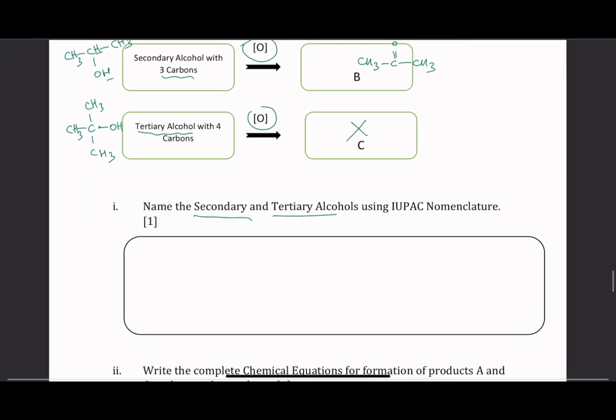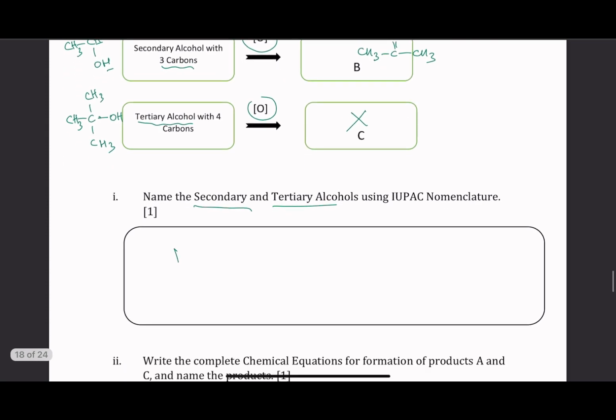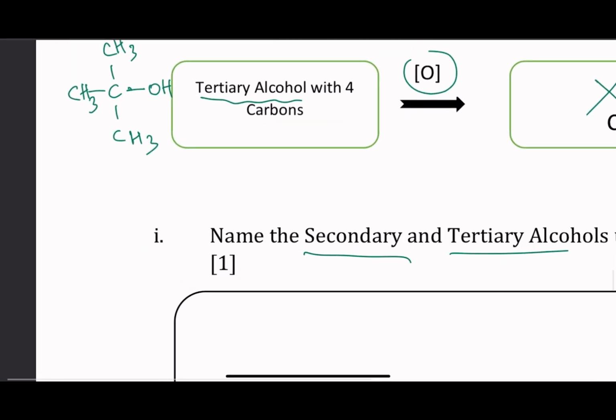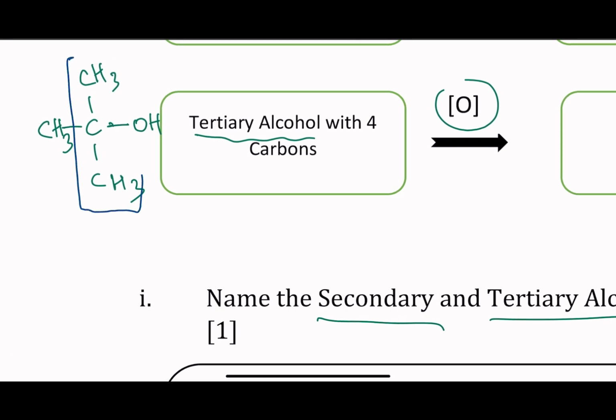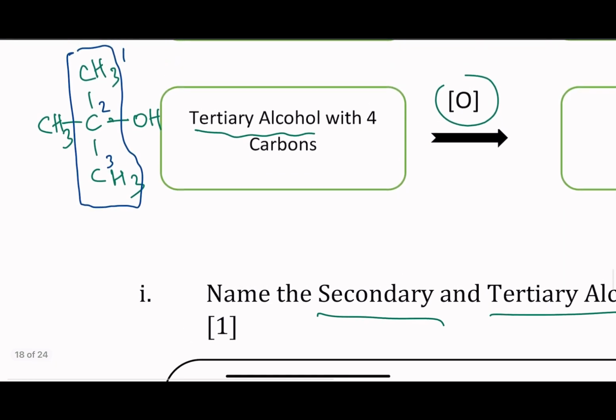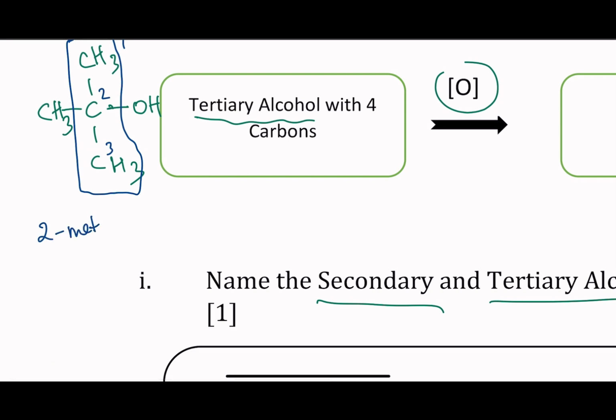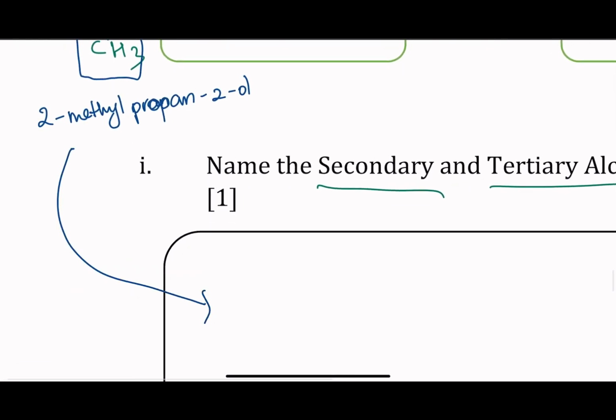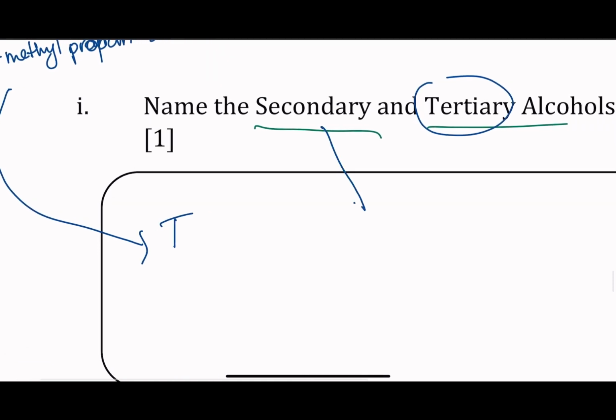Now it's asking us to name the secondary and tertiary alcohols. We're not asked for the products yet. We're asked for the names, and we're going to look at this tertiary alcohol first. So you see this is the longest chain of carbons, right? So you start numbering 1, 2, 3. It doesn't matter from top to bottom or bottom to top. It's the same thing. Because you have 3 carbons on the main chain, it's going to be propan root, and then it would be 2-methylpropan-2-ol, because on the second carbon you have the OH. That is the name for the tertiary, and for the secondary, let's check it out.